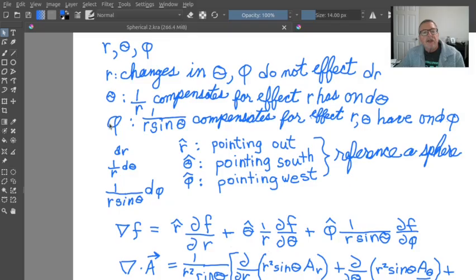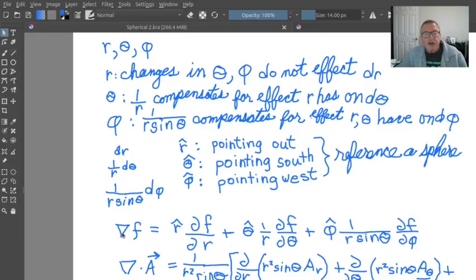For phi, this thing that's pointing west along a latitude line, we have to compensate for it with R, but also the sine of theta, because that little circle, or that latitude line that it's going to make, is going to take more distance depending on what the sine is. If theta is pi over 2, then all of the R. If it's not pi over 2, then it's going to take something less than that.